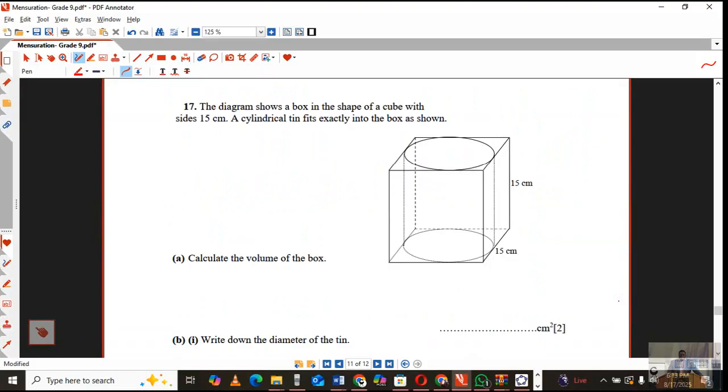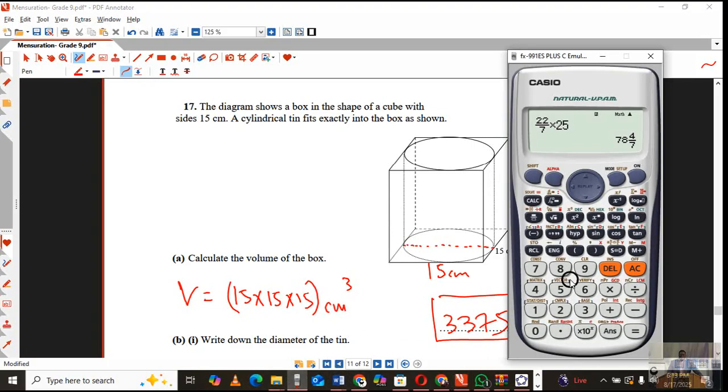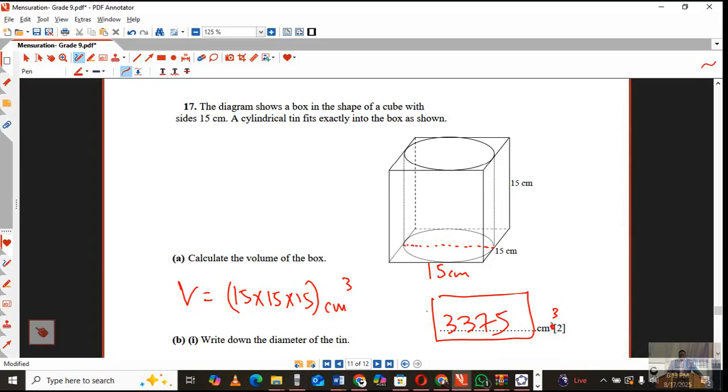Question 17. The diagram shows a box in the shape of a cube. Now, it is very important to know that this distance all the way from there to there will also be 15 centimeters and so on. So the volume of the box would be 15 times 15 times 15 cubic centimeters. So this has to be cubic centimeters. 3,375. So just make sure of that answer. That will be 15 cubed, of course, 3,375.